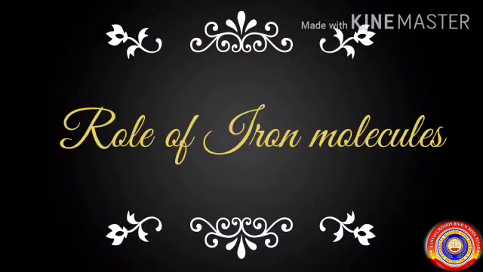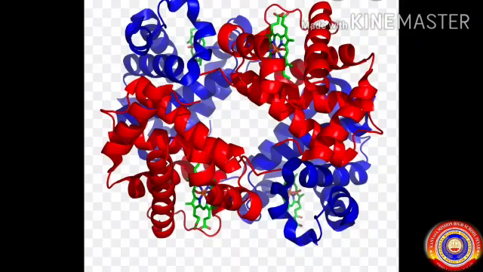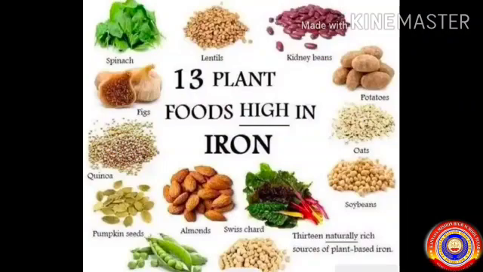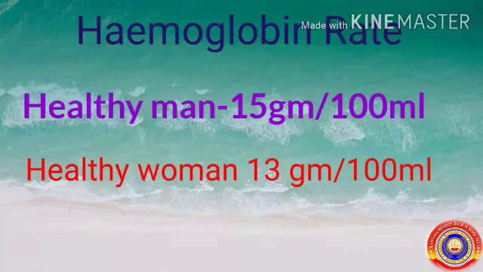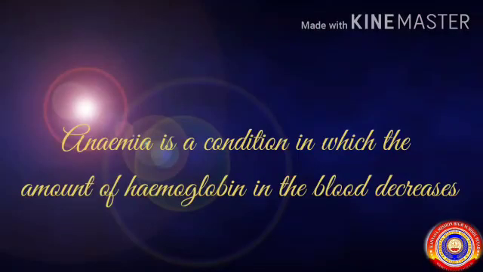Role of iron molecules. For the synthesis of hemoglobin, iron molecules are very essential. So, it is said that food items like leafy vegetables with iron content should be included in our diet. The average amount of hemoglobin in a healthy man is 15 gram per 100 ml and that of women is 13 gram per 100 ml of blood. Anemia is a condition in which the amount of hemoglobin in the blood decreases.